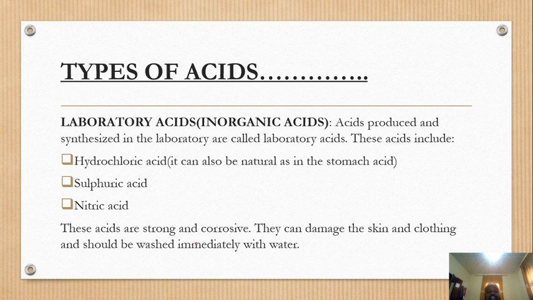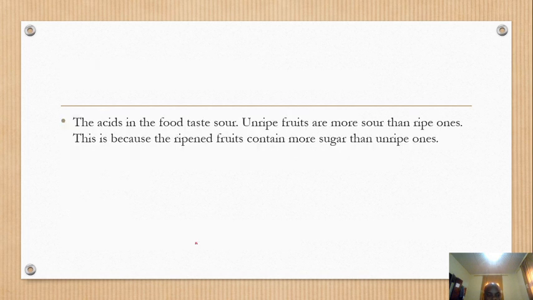These acids are very strong and corrosive. Corrosive means they can cause damage. They can damage the skin and clothing and should be washed immediately with water if you come in contact with them. The acids in the food taste sour. Unripe fruits are more sour than ripe ones. This is because the ripened fruits contain more sugar than unripe ones.